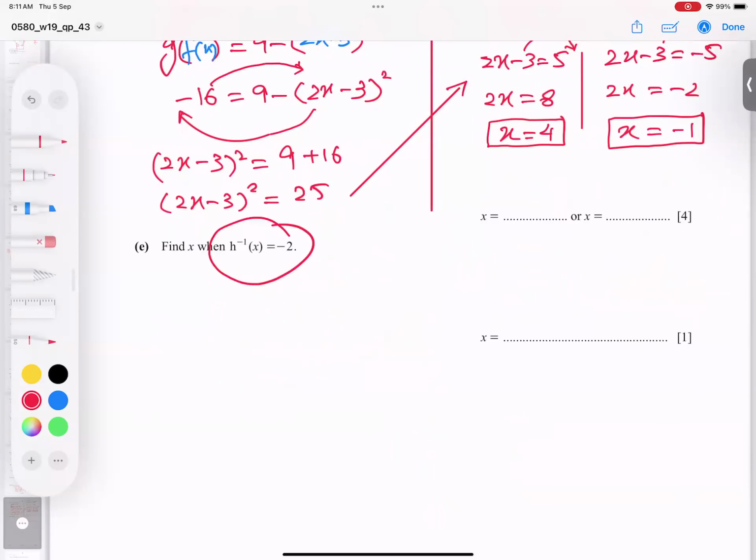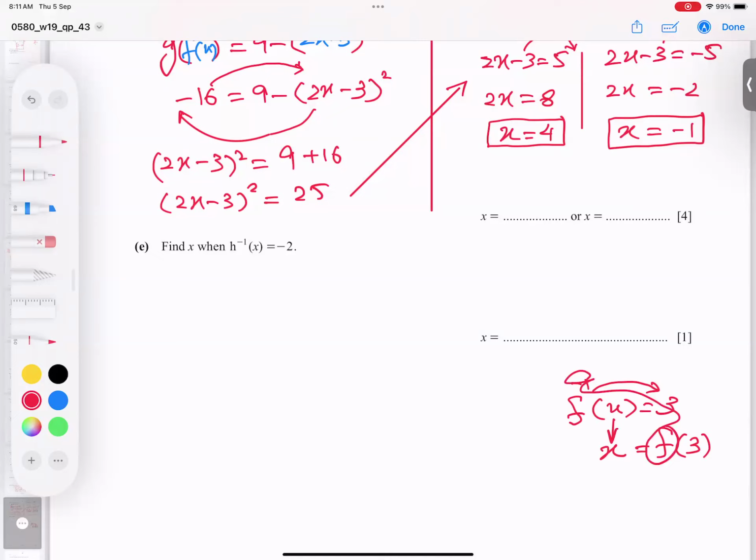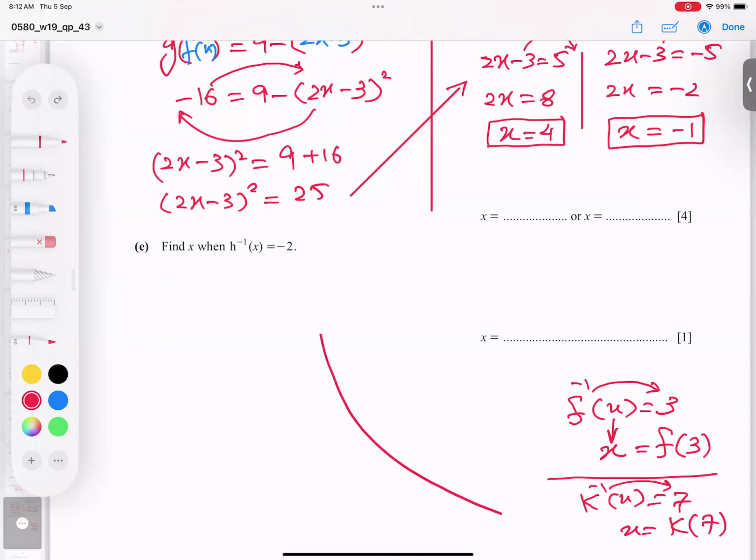Before I start this question, I want to tell a rule. The rule is, if f inverse of x is equal to, let's say, 3, f inverse will go to this side, x will stay as it is here, and this 3 will go in the bracket of the function. Inverse will become function. Another example, if I give you k inverse of x is equal to 7, when k inverse goes there, it becomes k of 7. Same story here. I bring h inverse to this end. This becomes h of -2.